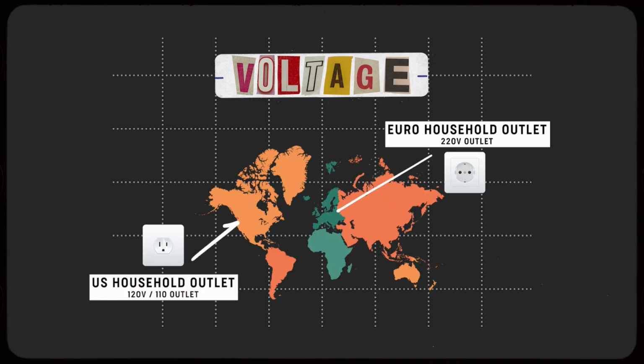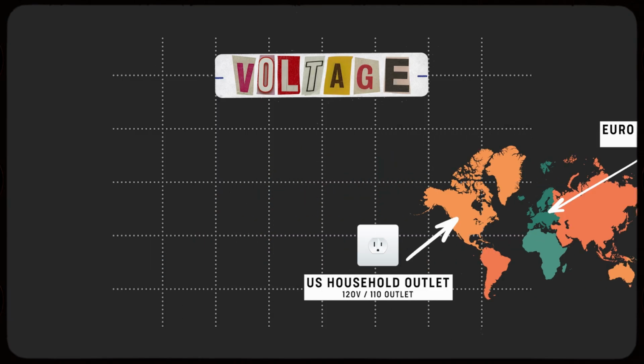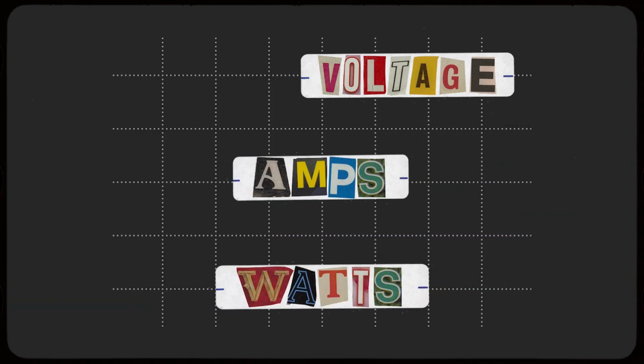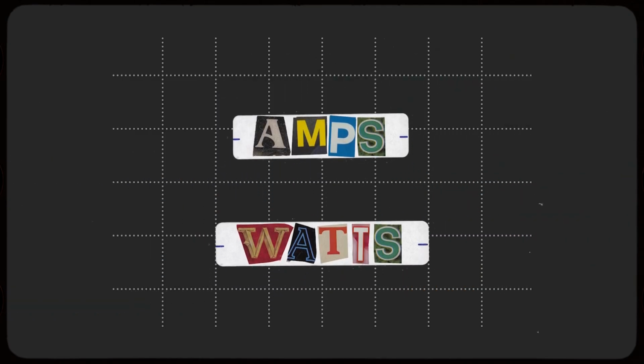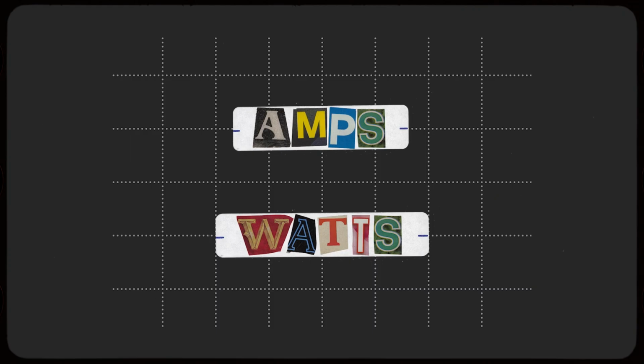When looking at voltage from your household outlet, this will vary depending where in the world you live. In the United States, our voltage is 120 and you'll have a 110 outlet, and in other parts of the world, they use 220. Like I said, most of you watching don't need to concern yourself with voltage. The more important terms to understand are amps and watts.